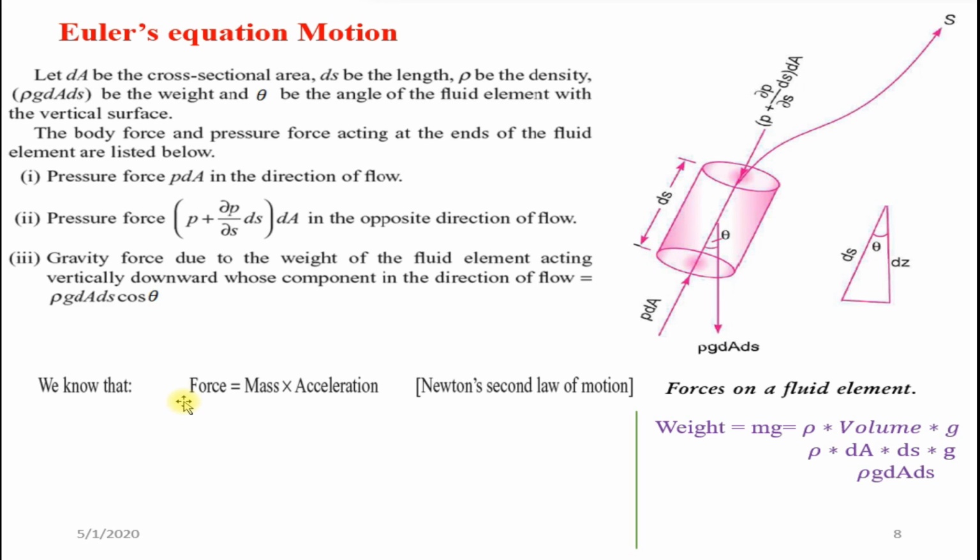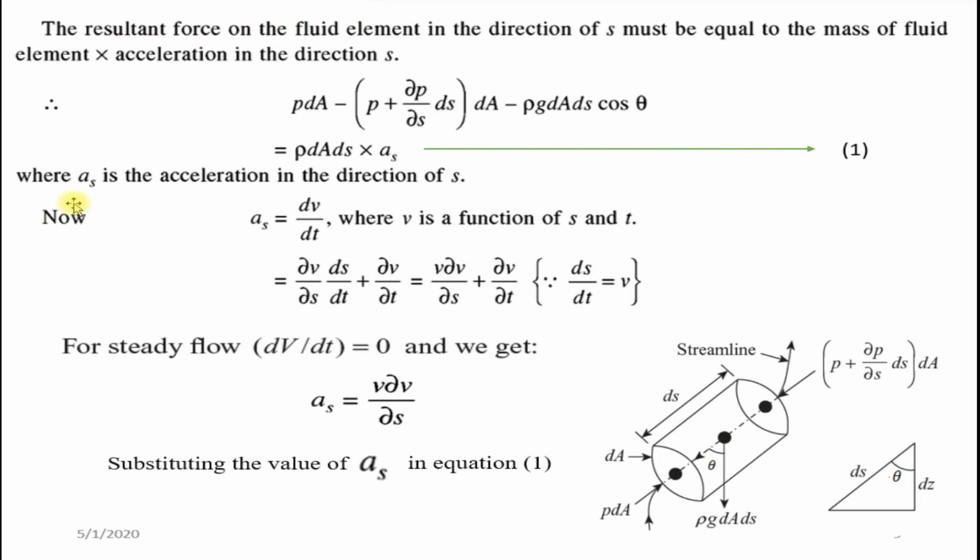So from the fundamental Newton's second law of motion, force is equal to mass into acceleration. This concept is used for the derivation of Euler's equation of motion. Now we will see the resultant force on a fluid element in the direction of S must be equal to the mass of the fluid element into acceleration in the direction of S. The same diagram is shown here.